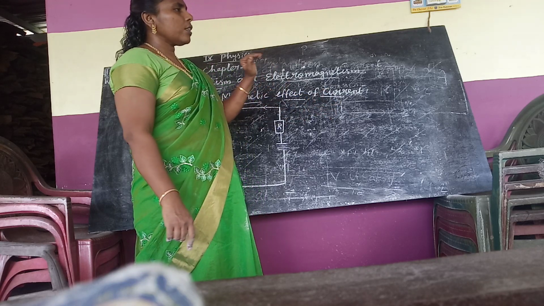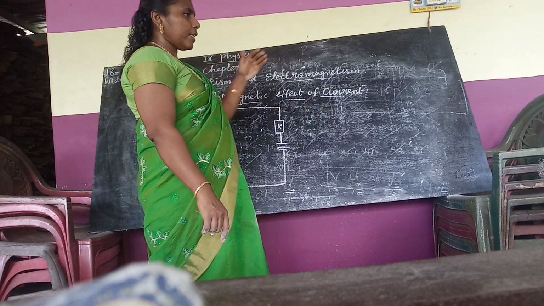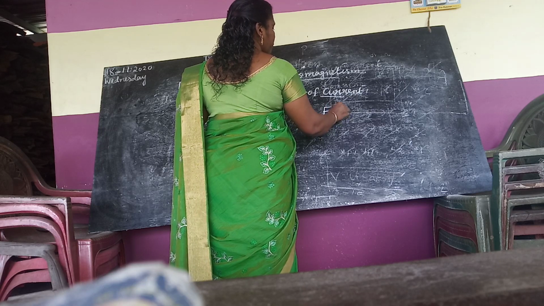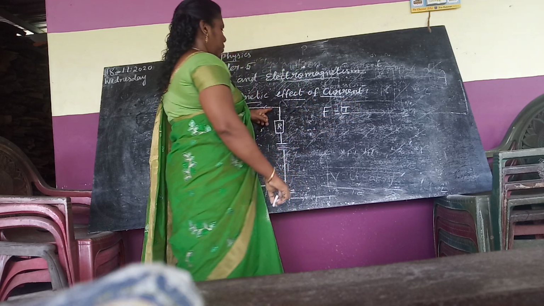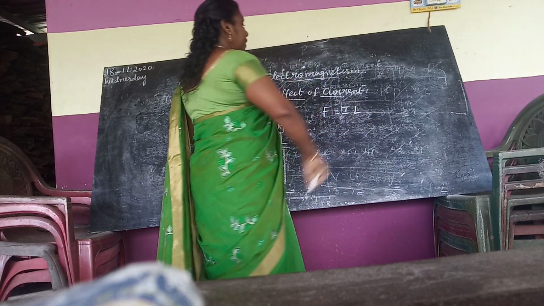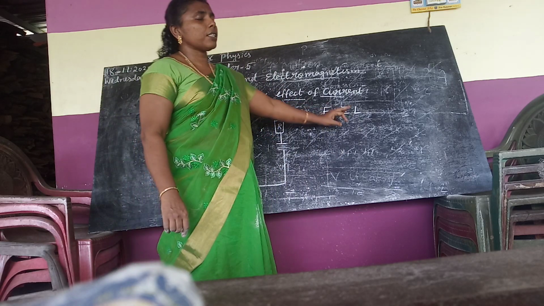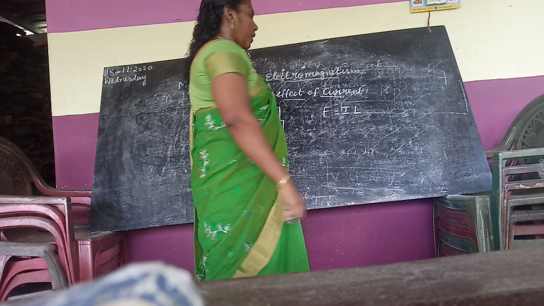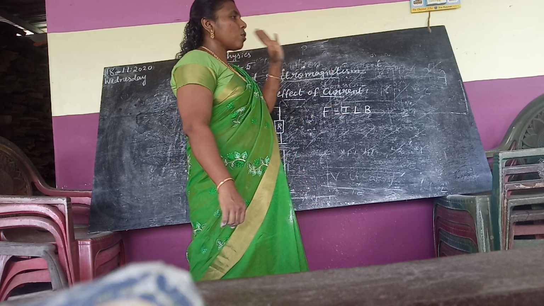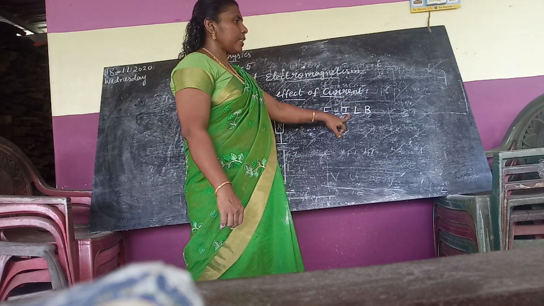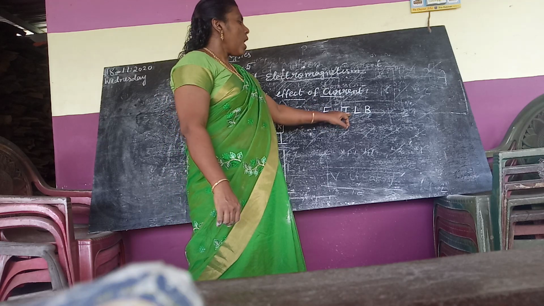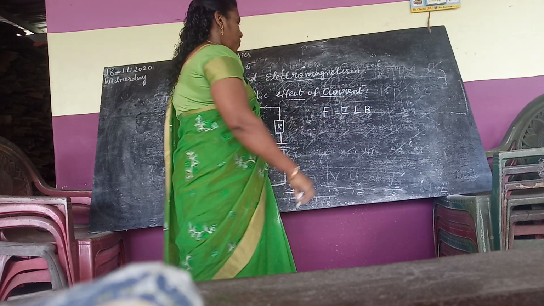Okay. Now next, the force on a current carrying conductor. Suppose when the current passes, some force is there. The force on a conductor, F equal to I into B into L. I means the current flowing through the conductor. L means the length of the conductor. B means the magnetic field. So the force on a current carrying conductor equals I into L into B. This is the formula for force.